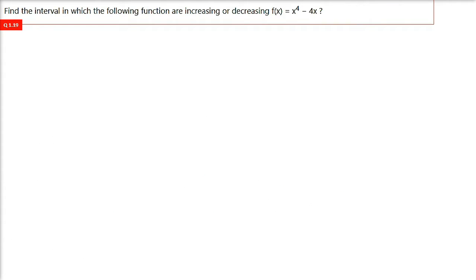Find the interval in which the following function is increasing or decreasing. f(x) is equal to x raised to 4 minus 4x. Let me just solve it. I'm just doing the f dash x, that is the differentiation. x raised to 4 gives 4x cube minus 4. Now for the critical point, just put this as 0, that is, expression equal to 0 will give you the critical point. When you take 4 outside, it will be x cube minus 1. When you take greater than 0, it is increasing. When you take less than 0, it is decreasing.